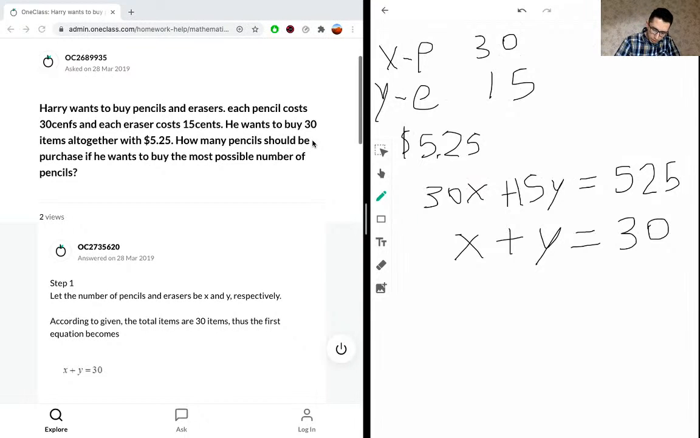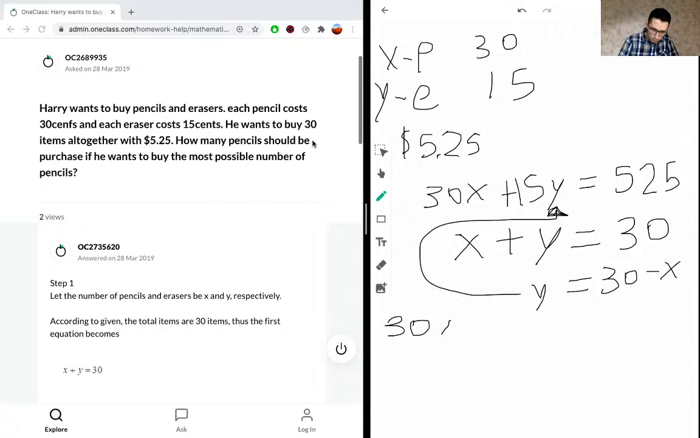So we'll start off, we'll rearrange the second equation. So y is equal to 30 minus x. And we'll substitute this into the first equation, into y over here. So the first equation will then be 30x plus 15 in brackets 30 minus x. And this will be equivalent to 525.